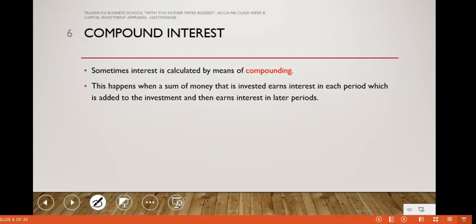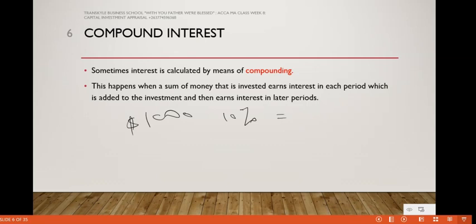Okay, now let's talk of the compound interest. Sometimes interest is calculated by means of compounding. This happens when a sum of money that is invested earns interest in each period, which is added to the investment, and then earns interest in the later periods. So let's say you have invested $1,000 and you earn 10% every year.